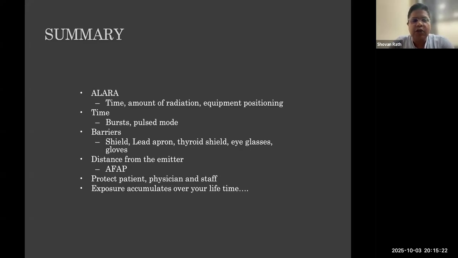For barriers, you must use the shields, lead apron, thyroid shields, eyeglasses if available, and gloves if available. And keep a sufficient distance from the fluoroscope, because radial X-rays are emitted. So keep the maximum distance possible. Keep a distance always if you want to remain healthy. Protect the patient as well as the staff and the physician. So you must have a limited number of shots before going into the procedure.